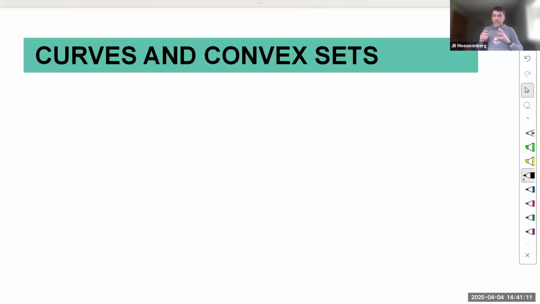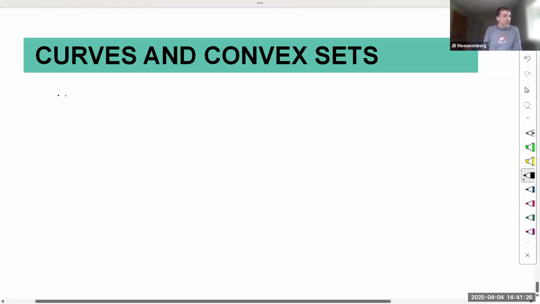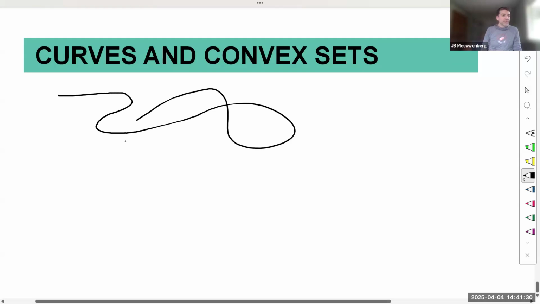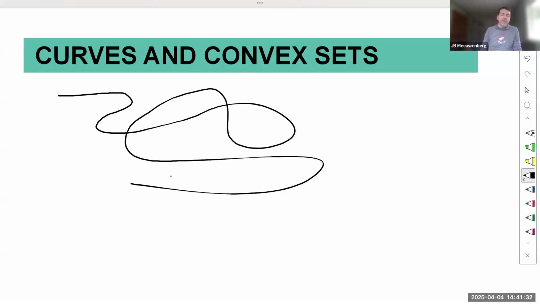In this third and final video of section 10.1, we're going to talk about curves and convex sets and eventually get into different two-dimensional figures like polygons. If you just grab your pen or your pencil and start writing and drawing and moving your pen around and looping it this way and that, there are three different things that could happen.